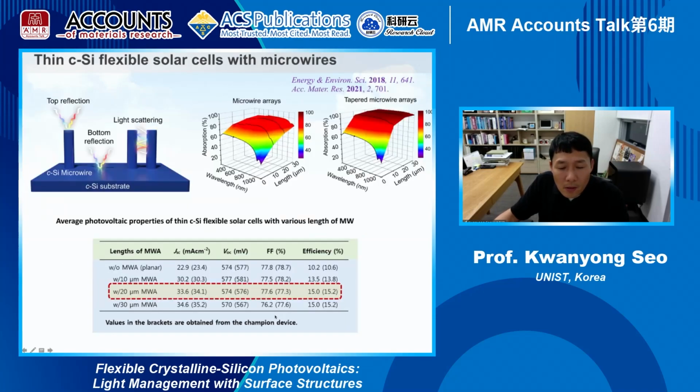This kind of tendency can also be seen in the solar cell device. When we fabricate the crystalline silicon flexible solar cell with microwires, up to 20 micron microwire length, the overall efficiency was significantly increased from 10 to 15%. However, although we changed the length of the microwire from 20 to 30, the overall efficiency doesn't change much. It is very similar to the result I explained previously; this is due to the overall current being saturated.